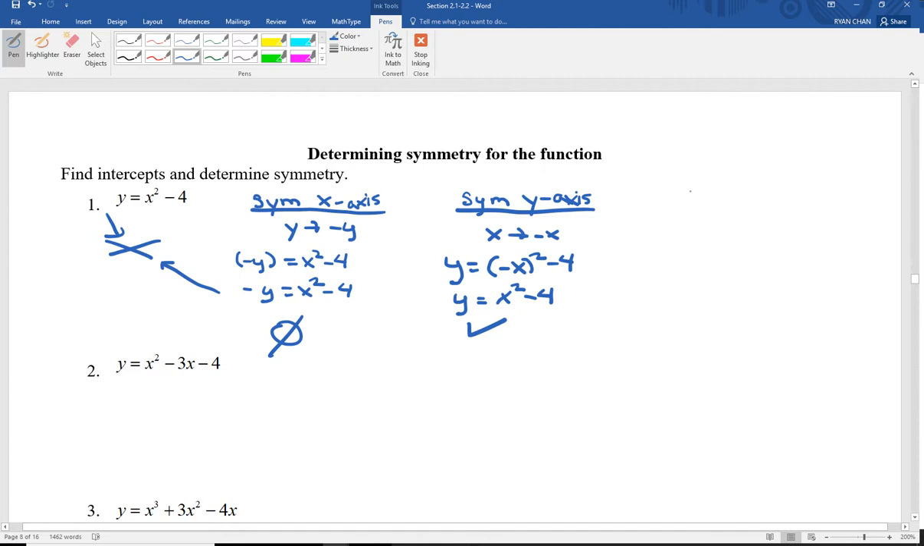And then I'll do it for the origin. I'll replace them both. Let's look at what happens. So I'm going to do parentheses, negative y.